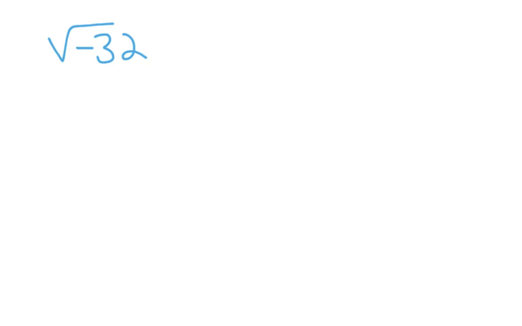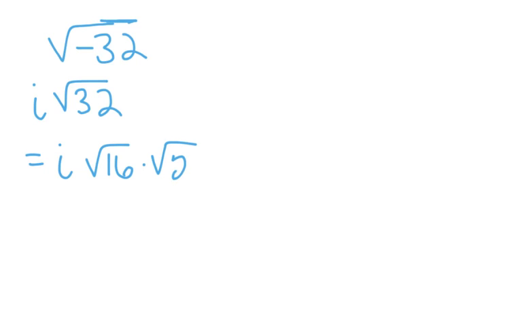Let's try another one. I have the square root of negative 32. Again, all we're doing is taking that negative out, which would be i, and we're left with the square root of 32. How does the square root of 32 reduce? Well, I know it can be the square root of 16 times the square root of 2, where 16 is our perfect square. So we're left with the square root of 16 is 4, 4i, and root 2 stays as is.